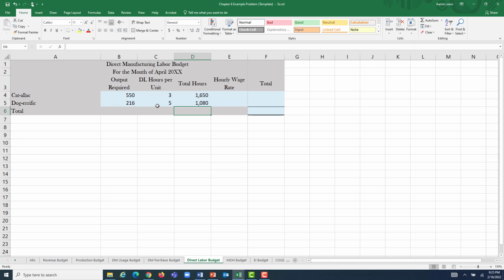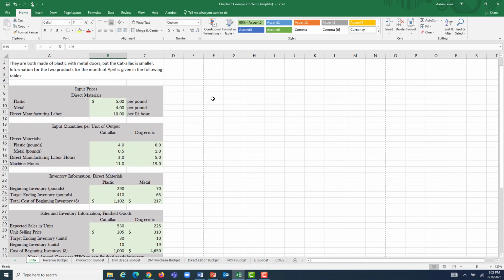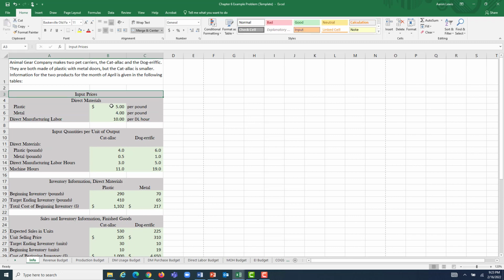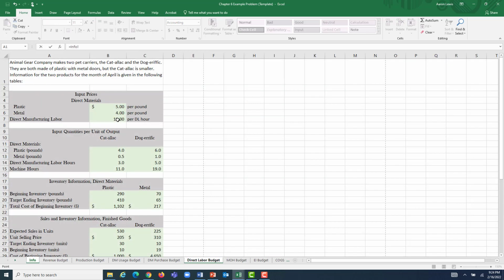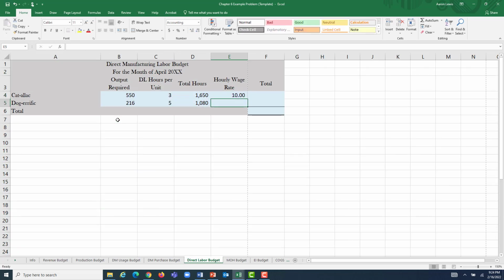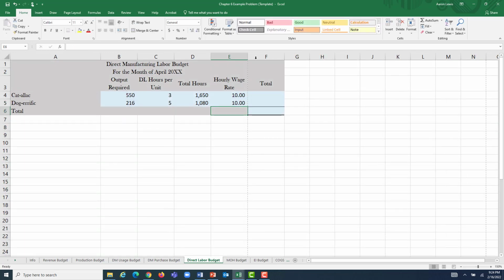We need to convert how many hours we're going to have to pay for to how much it's going to cost us. So again, someone in the know, probably somebody in HR, went through and found our input standard in this case. And for labor, our standard is $10 per hour. The people that assist in manufacturing these pet carriers for us are going to make on average $10 per hour during the period. So I can just bring that number over for both products. It's not like we pay Cadillac manufacturers any different than Doggerific laborers. They're both $10 per hour.